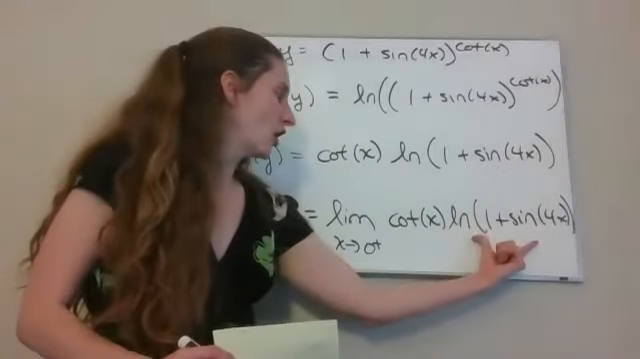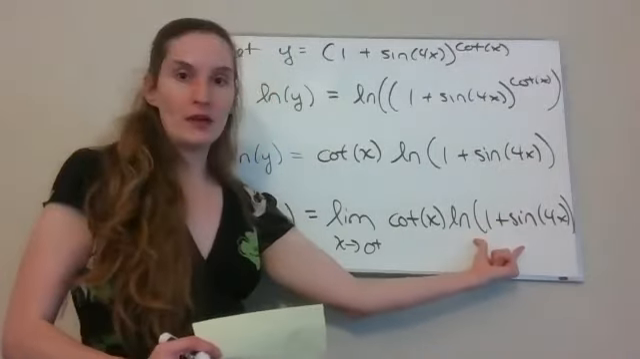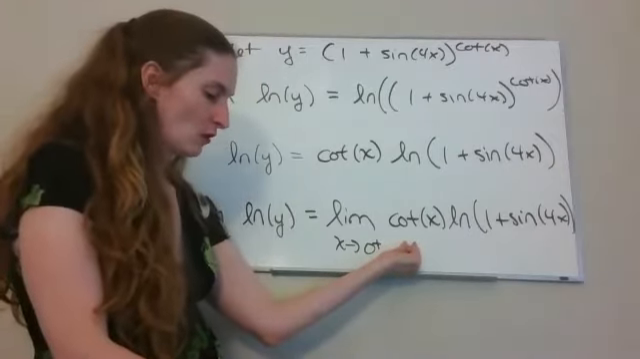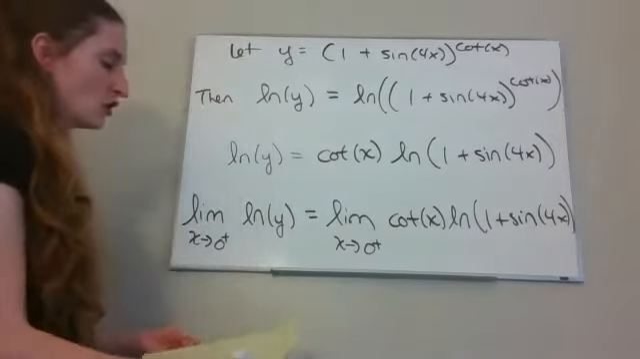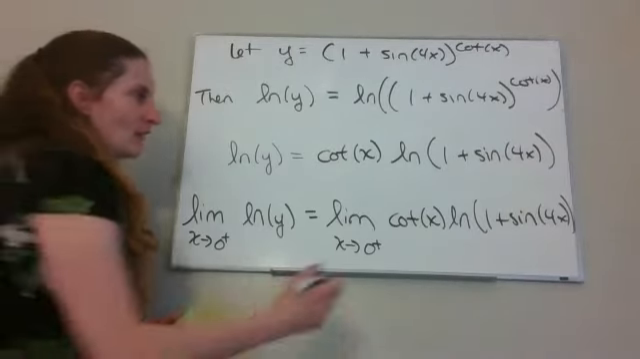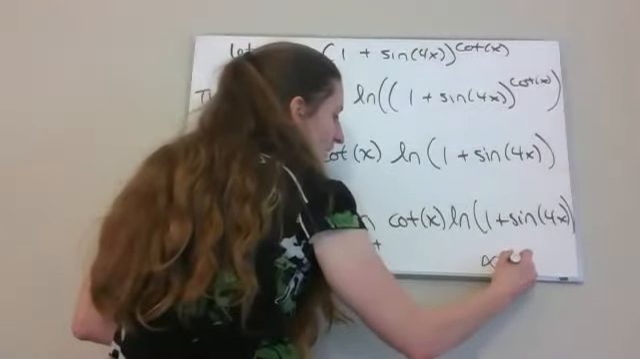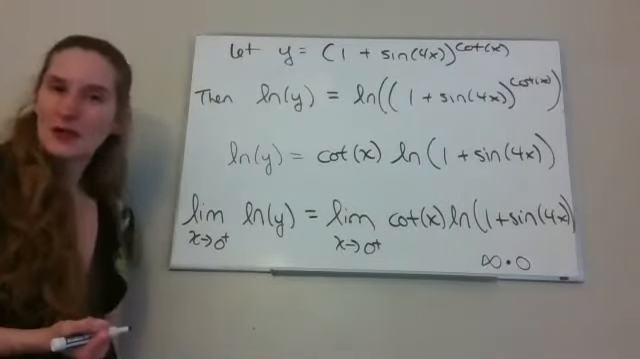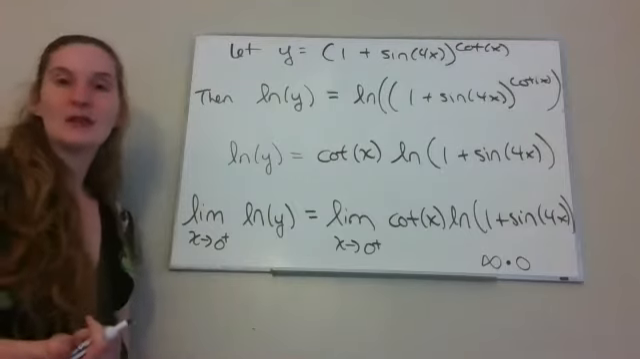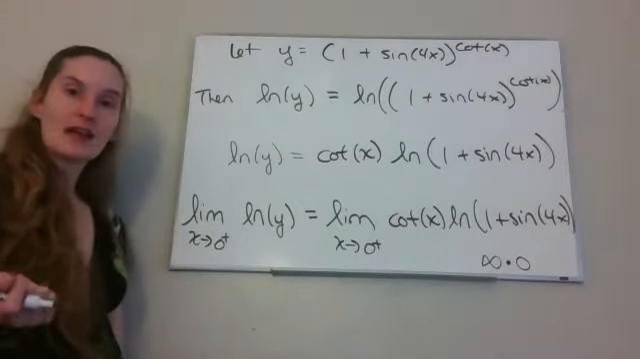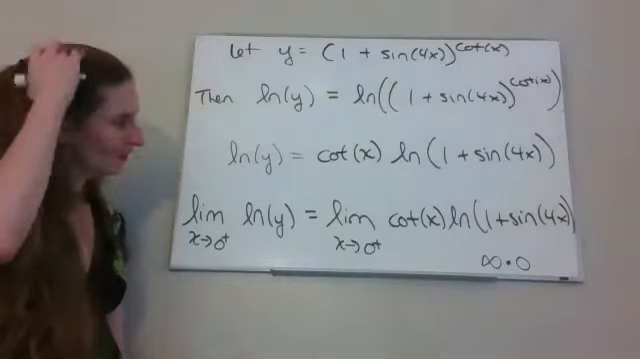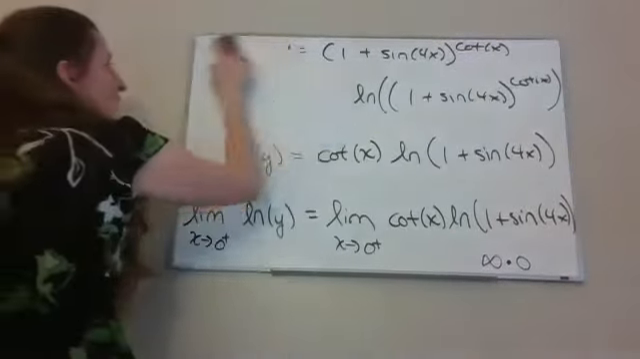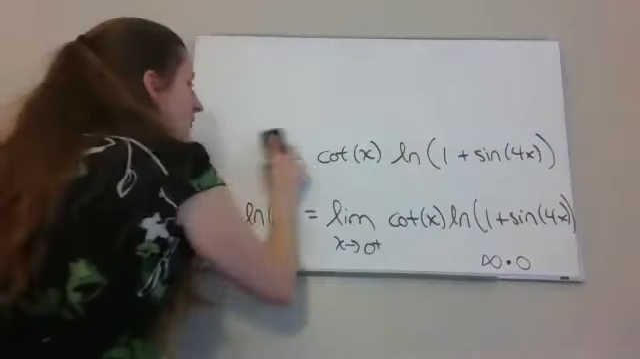Well, my natural log is becoming a natural log of 1, which is 0. My cotangent is going towards cotangent of 0, which goes towards infinity. So this is now infinity times 0, which we still can't use L'Hopital's rule on, but we know how to deal with this situation. I have to rewrite this as a quotient. So instead of multiplying by a cotangent, I'm going to write it as dividing by tangent.